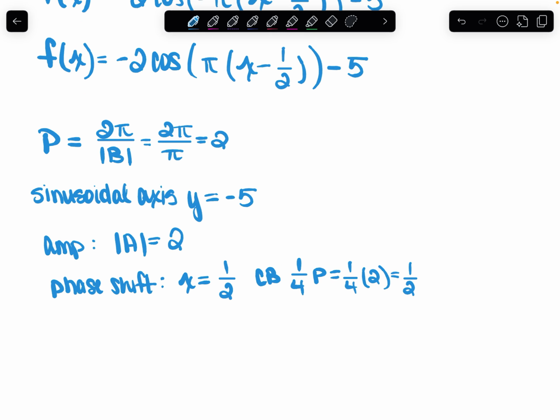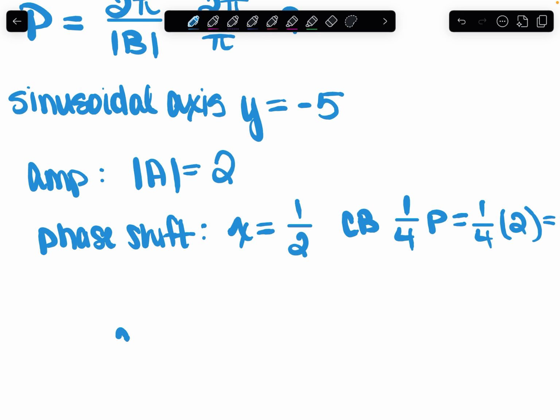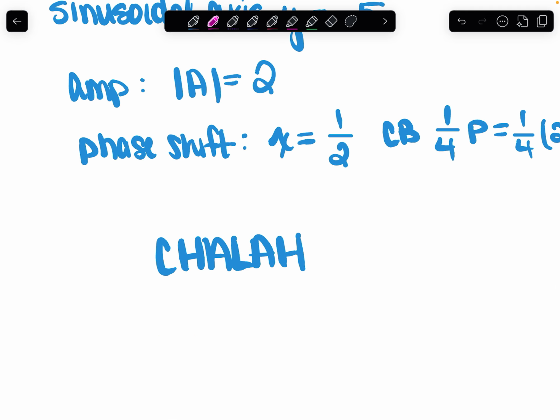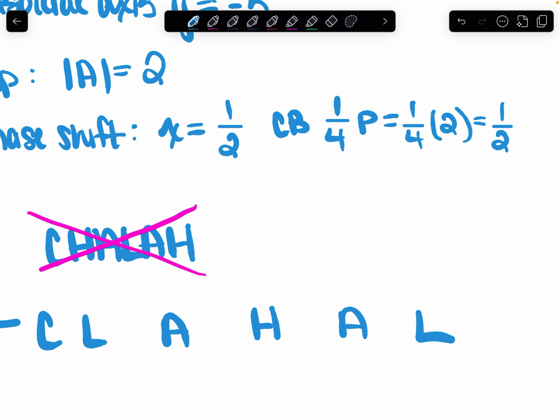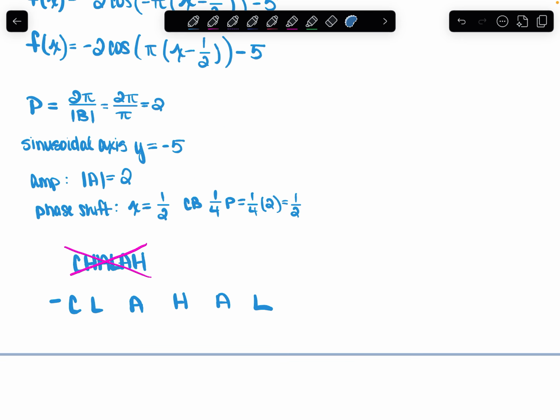All right, cosine. So I always go look first. Cosine is chala, but it is negative, so we're not using chala, we are using clahol. Swap the highs and the lows. So again, this is not what we want to look at. We are using negative cosine, which is clahol. Highs and lows swap. H's become L's and L's become H's.